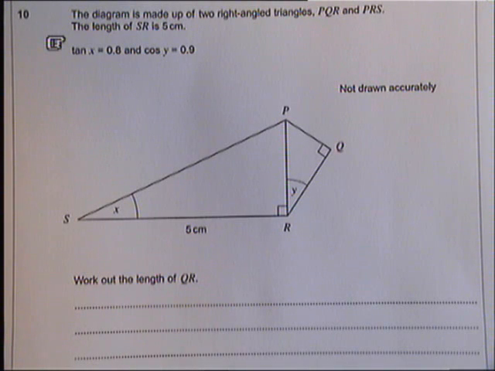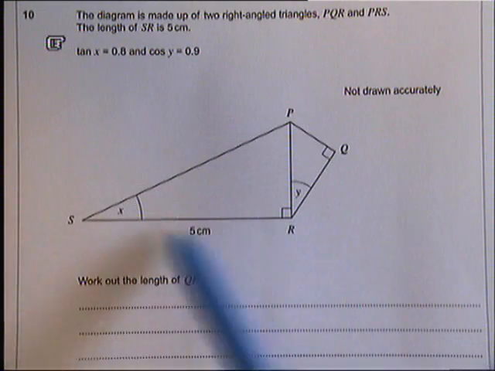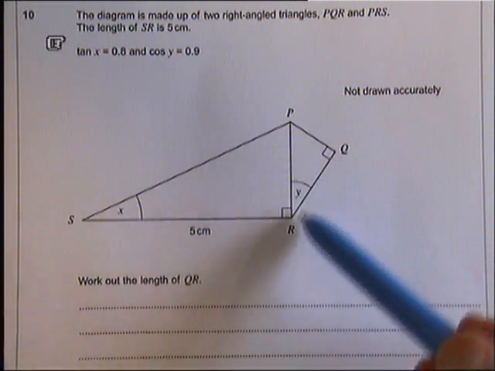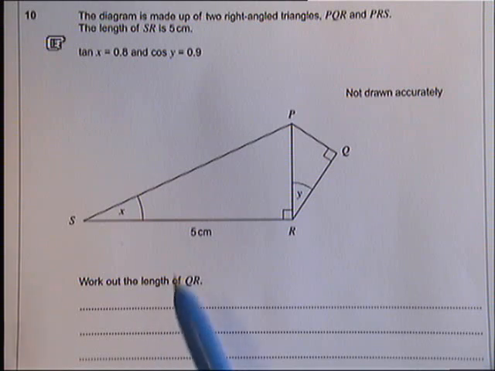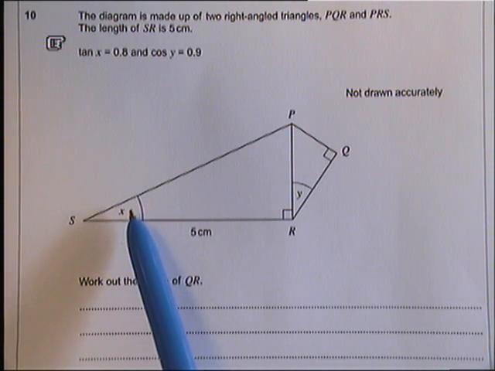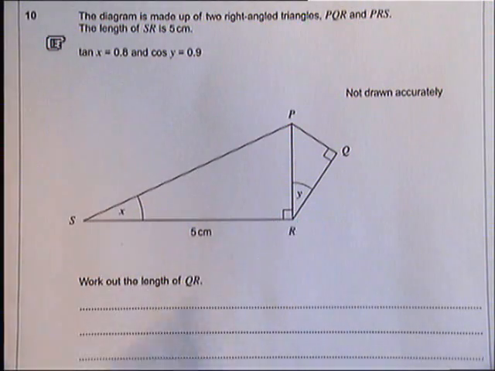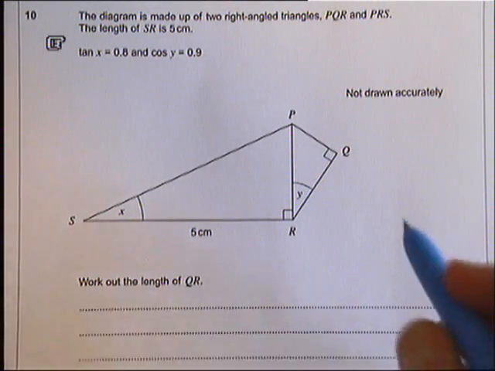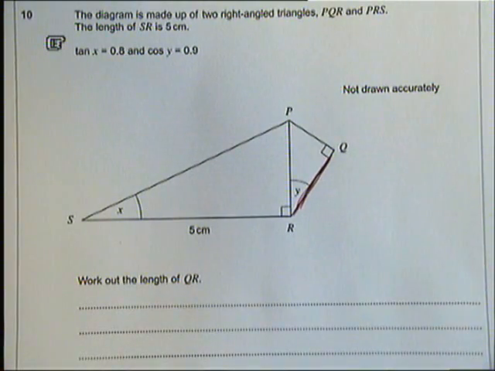This is question 10 on the Mod 5 Higher Paper 1 from November 2010. We've got a diagram, two right-angled triangles. First triangle here with the right angle, second triangle here with a right angle. We're told one length and we're told some trigonometry information. We're told that tan of x is 0.8 and we're told that cos of angle y is 0.9. We've got to end up working out what QR is, this line over here.